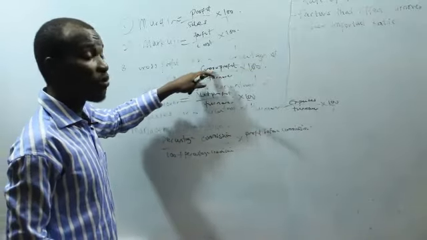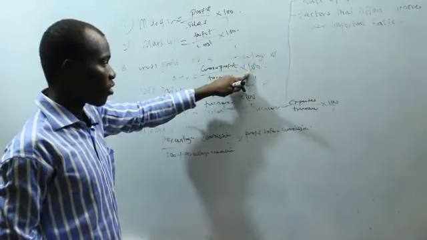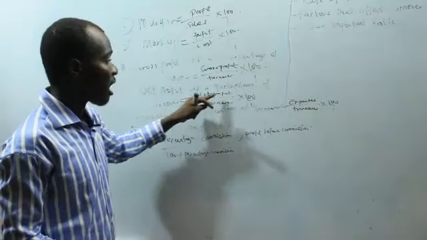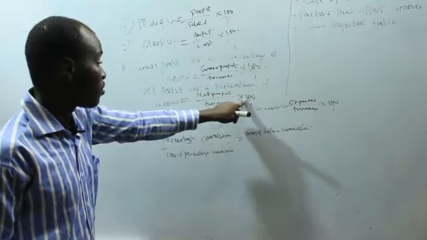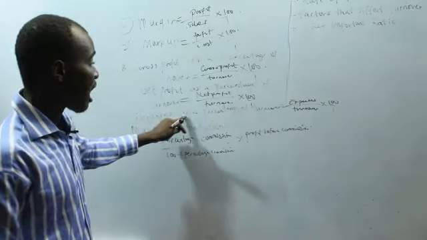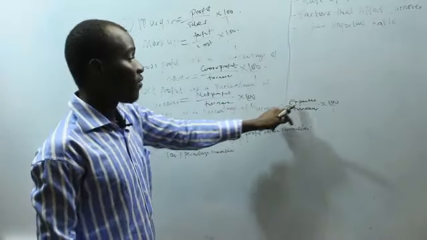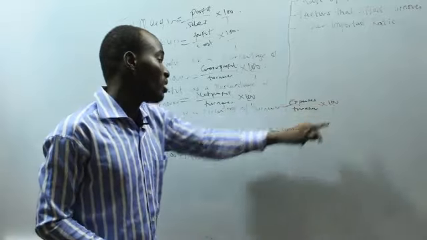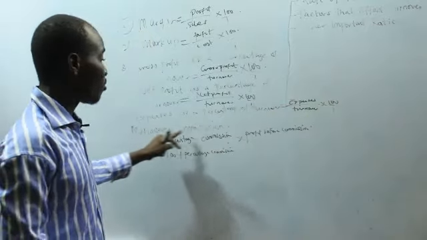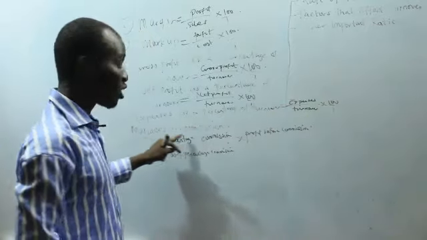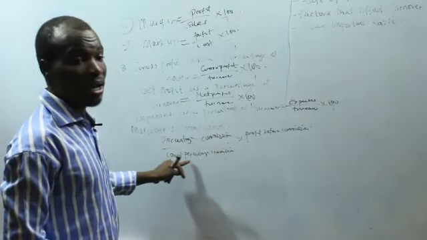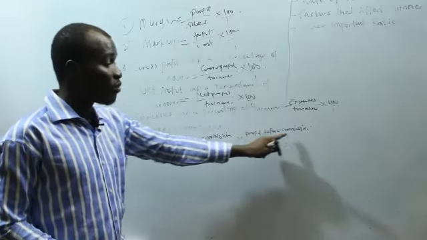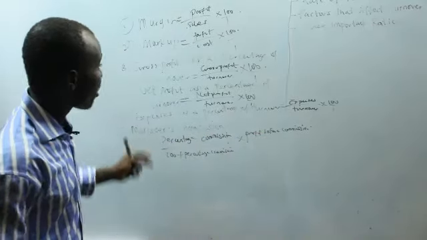That will give us gross profit over turnover or sales, times 100. The net profit as a percentage of turnover will give us net profit over turnover times 100. And expenses as a percentage of turnover will give us expenses over turnover times 100. The next one is the manager's commission, which gives us percentage commission over 100 plus percentage commission, times profit before commission. Those are the formulas we are going to use.